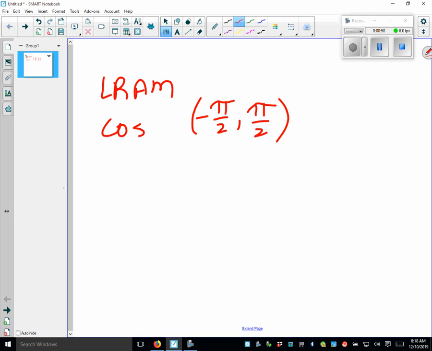No calculator. Okay, I want 4 subdivisions. So what is f of negative pi over 2? 0. If I do 4, where's the next one going to be? Probably negative pi over 4.